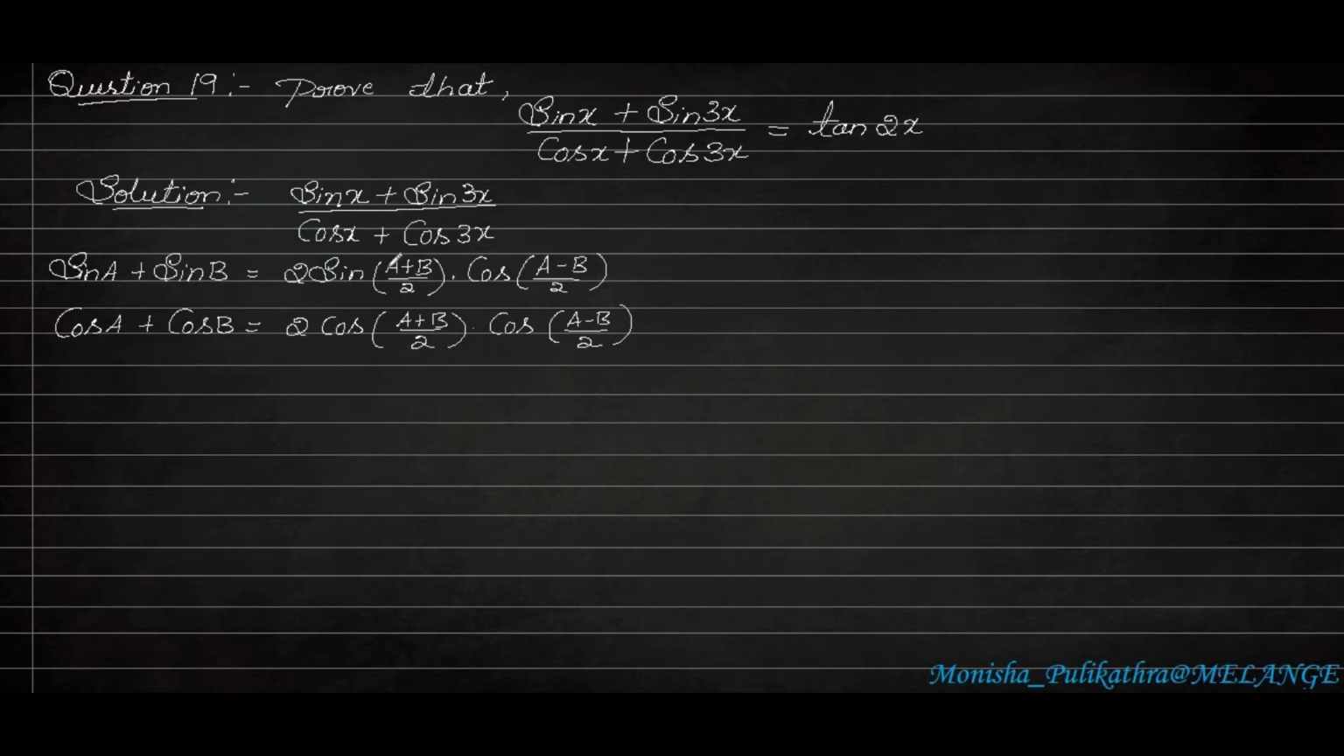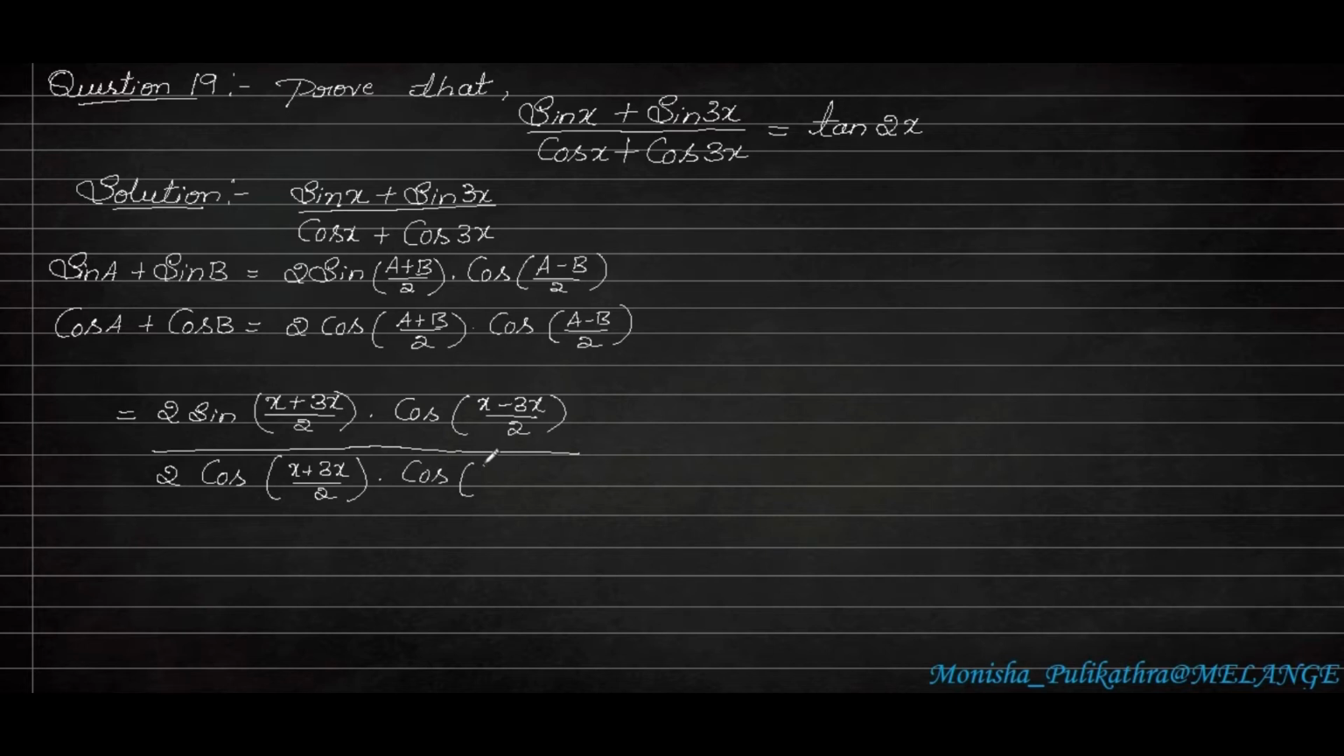So in the numerator we have to apply the formula sin a plus sin b, and in the denominator we have to apply the formula cos a plus cos b. So let us arrange it according to the formula. The numerator will be in the form of 2 sin (a plus b) by 2, here a is x and b is 3x, into cos (a minus b) by 2. In the same way, we arrange the denominator in the form of the second formula. So it will become 2 cos (a plus b) by 2 into cos (a minus b) by 2.